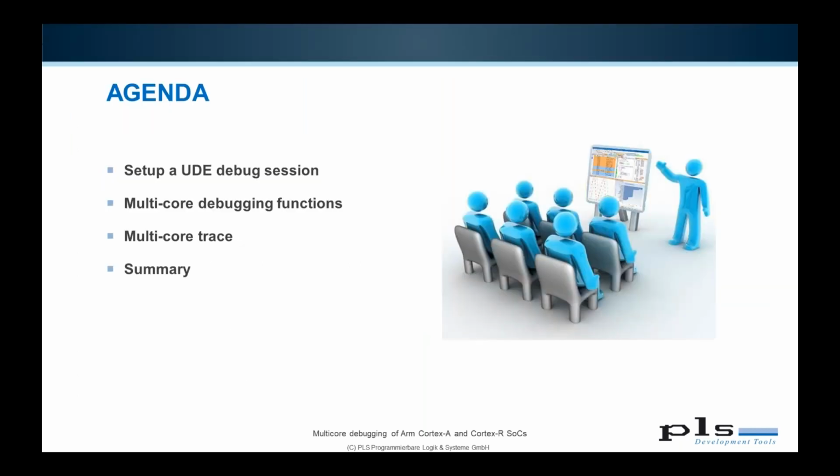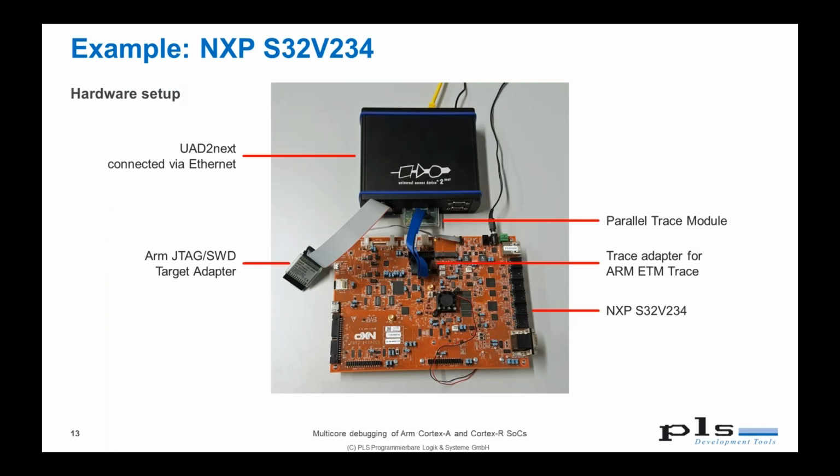Then I would like to give you a very brief outlook on what you can do with trace for a Multicore system. For that, I use another board. This is an S32V processor from NXP. That is connected to a UD2 Next, which is not on my desk. It is in our company network somewhere, and I use the Ethernet connection for that.